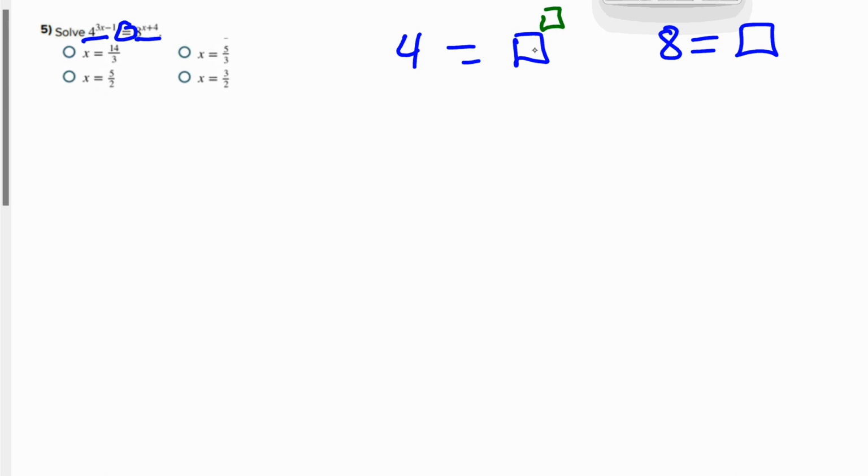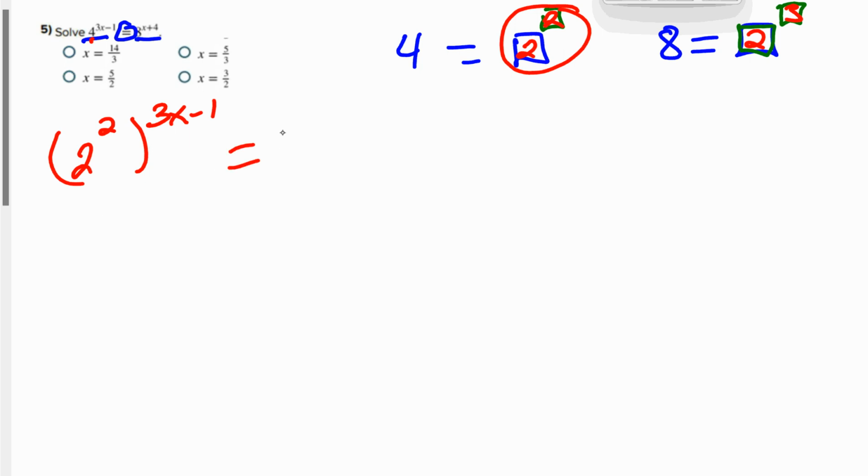We want to say, what number raised to an exponent, and I can use that same number raised to a different exponent to equal 8, right? So that'd be 2 squared is 4, but 2 cubed is 8. So I could rewrite this 4 as 2 squared, and since this 4 is being raised to 3x minus 1, so is this 4 right here. Now, this 8 is being raised to the same as this 8, x plus 4. So 2 cubed is being raised to x plus 4.